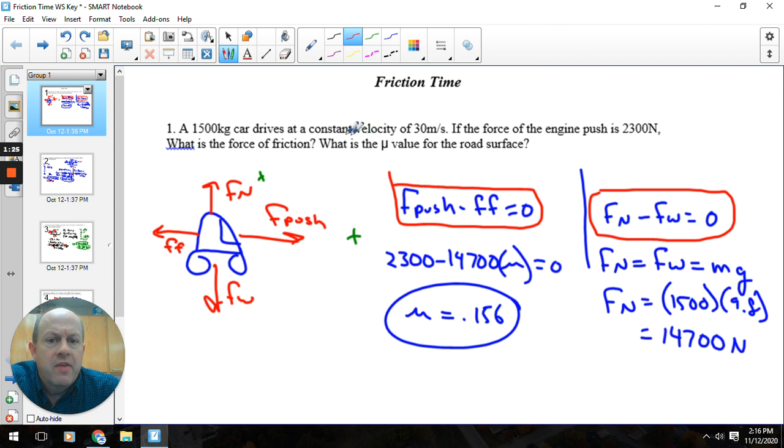On this one, we have a constant velocity. So that means Newton's first law would be 0 again. We know weight is mass times gravity, so I can solve for my force normal here, which would be 14,700 newtons. We know friction is normal times mu, so I can substitute that 14,700 in here for the normal times mu. The push of the engine was 2,300, so that was given in the problem. Solve for mu, and we get 0.156. No unit because mu does not have a unit. It is just a coefficient of friction. So that would be problem number 1.